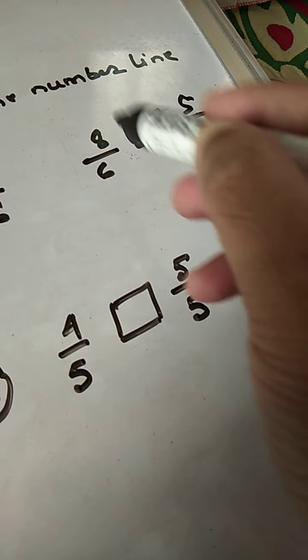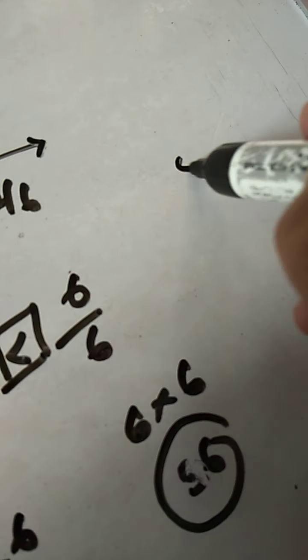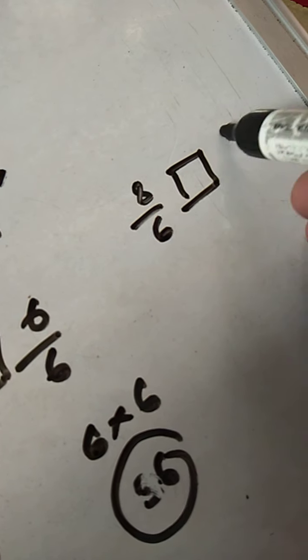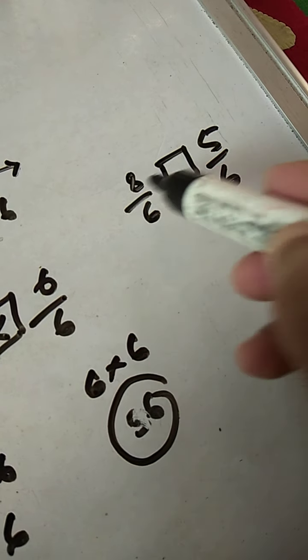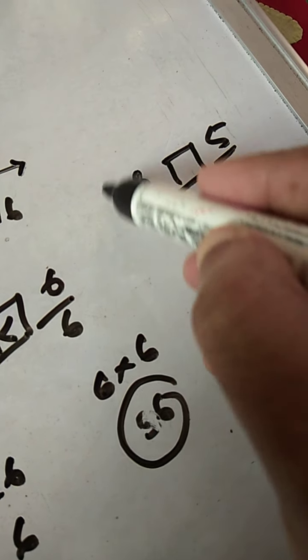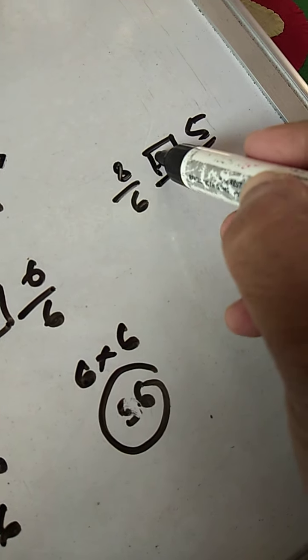Now let's check this one, 8 by 6 and 5 by 6. So 8 by 6, 5 by 6. Now again the two fractions are carrying the same denominator, so which numerator is greater? 8. So this side should be the greater than. Okay, so let's check it another way.